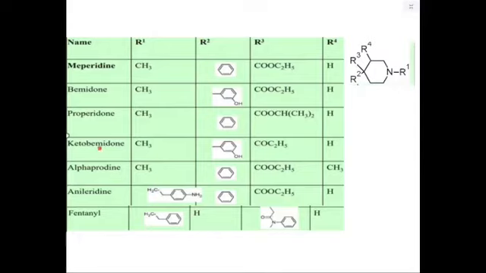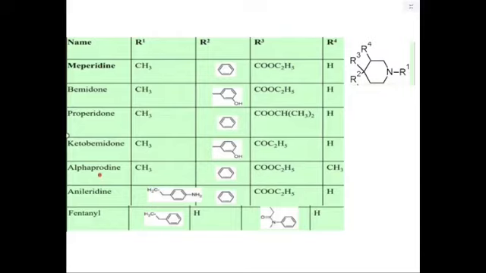Of course, being a bemidone, you must have a hydroxyl group as you had there, and then it's a keto. It's a ketone. So in place of the ester that is found in meperidine, you have a ketone, C double bond O, C2H5. So that's the only difference. Then we go to another name, alphaprodine.